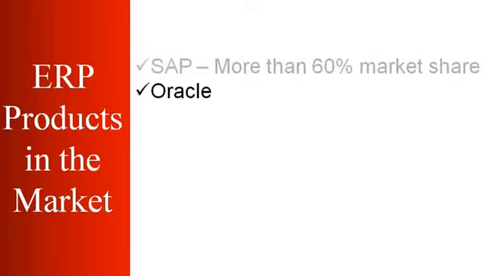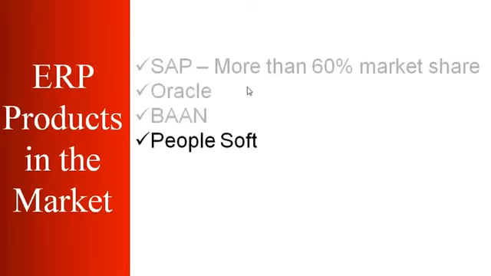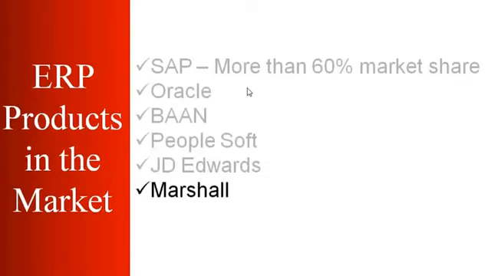Other ERP products in the market, or you can say SAP competitors, are Oracle, BAAN, PeopleSoft, JD Edwards, Marshall, and some other small ERP products. Okay, so these are the different ERP products, but again, number one is SAP, which we're learning here.